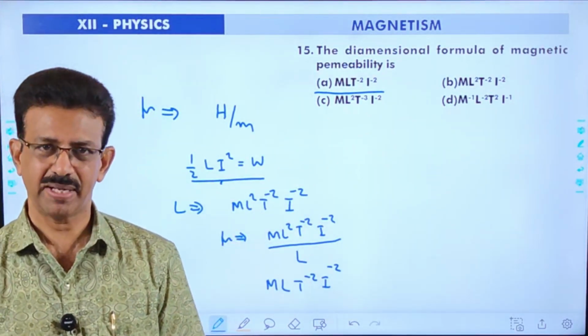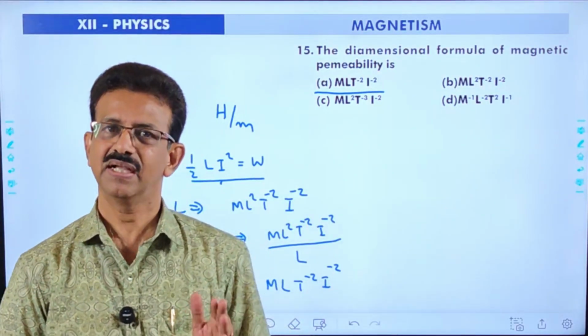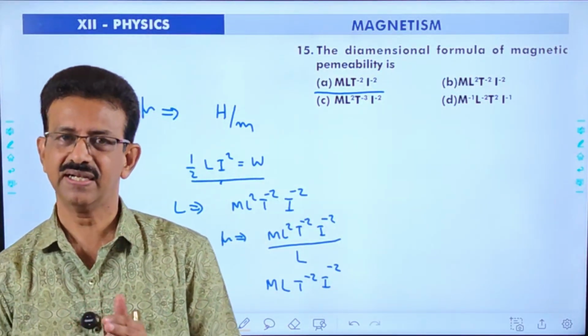Now we have completed 15 questions from the topic of magnetism. Actually, it's a theory-oriented section.